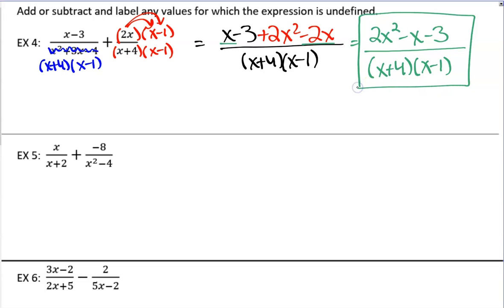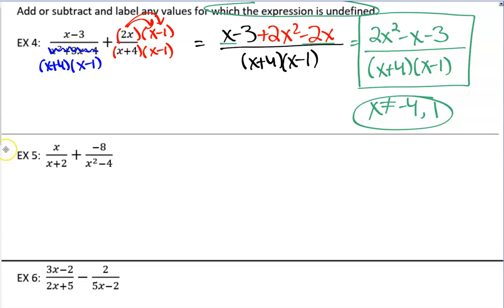We're good to go. And we cannot forget to list any values for which the expression is undefined. So what would make each piece of this 0? Well, here, x is not allowed to be negative 4 because negative 4 plus 4 is 0, which would make this whole denominator 0. And then here, x is not allowed to be equal to positive 1 because 1 minus 1 is 0. And so if either one of these is 0, the whole denominator becomes 0 because we're multiplying, which would make the whole thing undefined. Okay, so these have two parts as an answer: your simplified expression and the values that make it undefined.